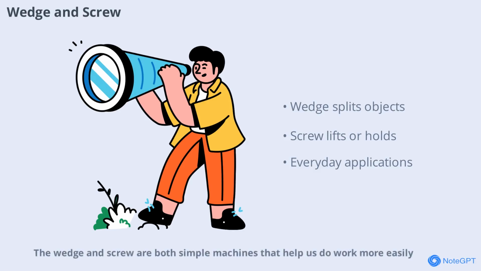The wedge and screw are both simple machines that help us do work more easily. A wedge is a device that splits or cuts objects apart, like an axe or a knife. A screw is an inclined plane wrapped around a cylinder, used to hold things together or lift objects. Both are found in countless everyday tools and machines.